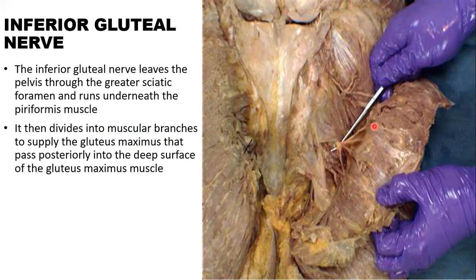This muscle is a very powerful muscle of the gluteal region. It is the one that brings about extension. For you to climb stairs, this muscle is actively working, okay? So this is a very powerful, very big muscle, and it is supplied by the inferior gluteal nerve.